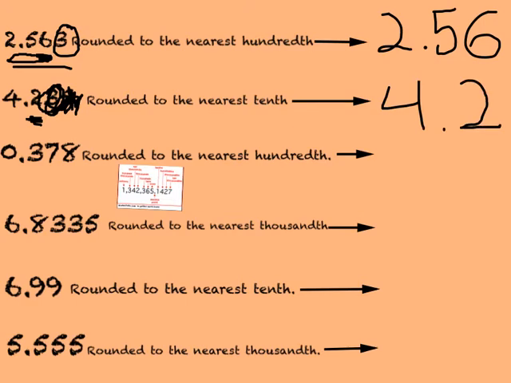You can always check your work, making sure you rounded to the right place by rereading the question. This says nearest tenth. So in my answer, I should only have a tenth, which I do. I have 4.2, 2 tenths. Okay?